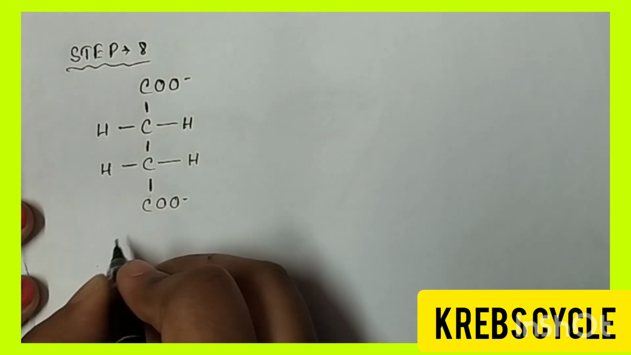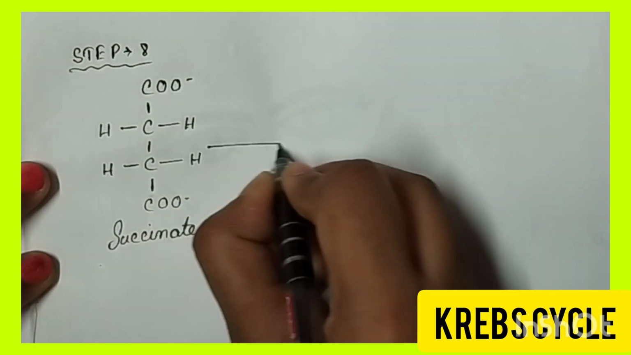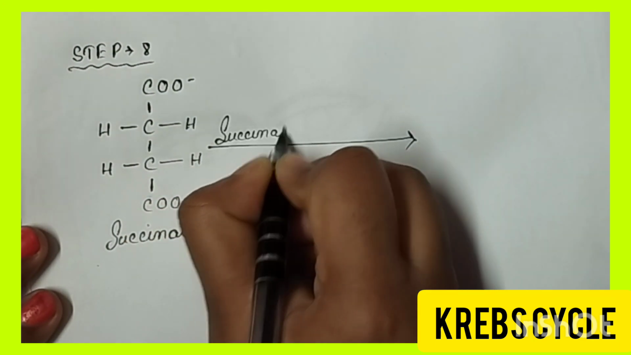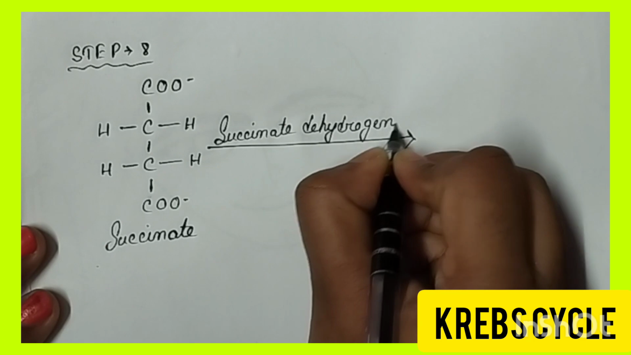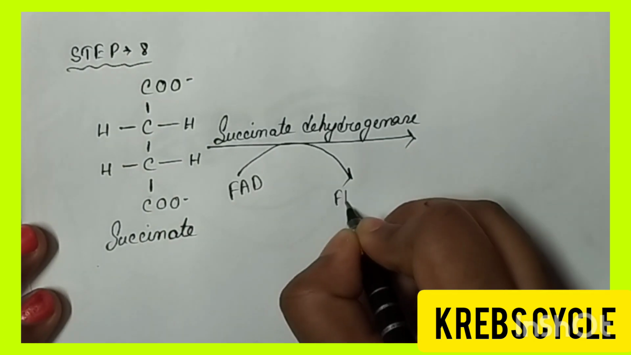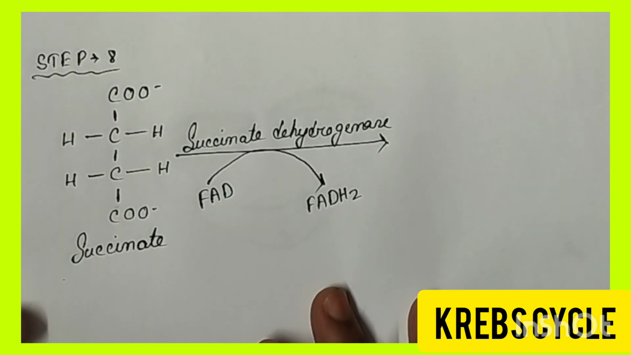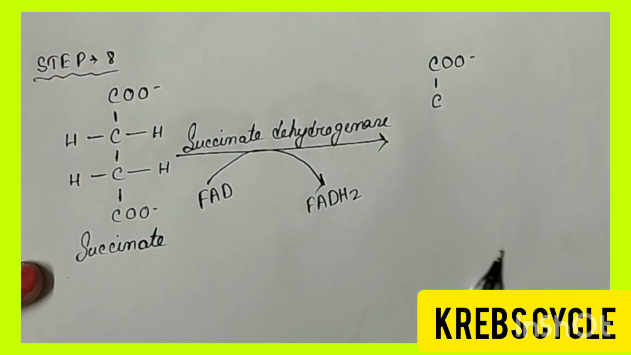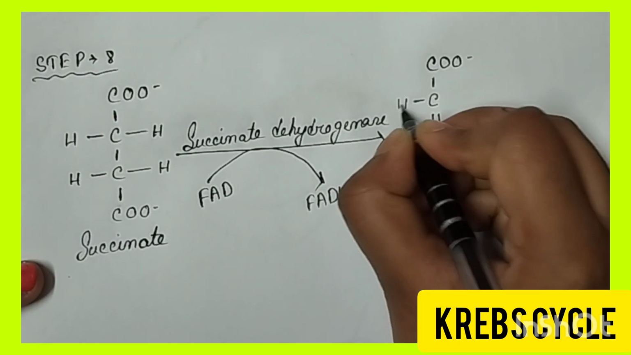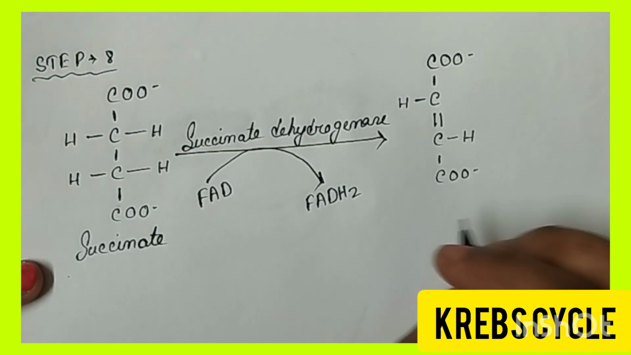Step 8. I draw the structure of succinate. Succinate is converted to fumarate with the help of the enzyme succinate dehydrogenase. In this reaction FAD enters and produces FADH2, forming fumarate. FAD is a coenzyme.